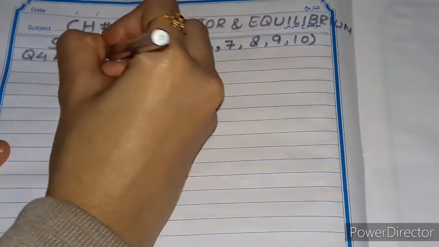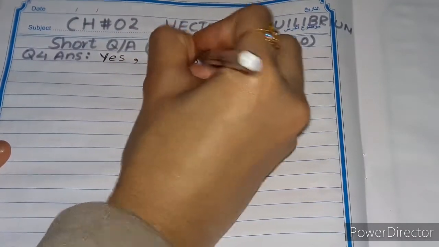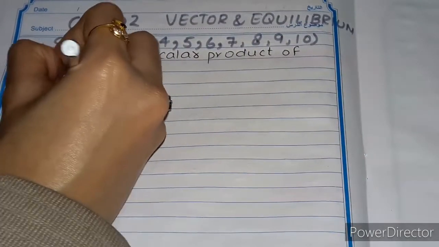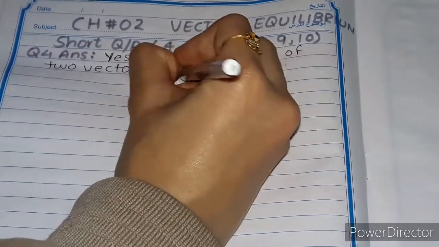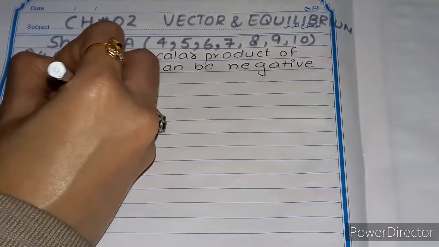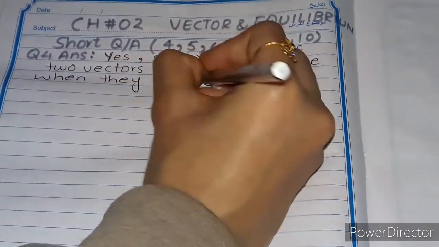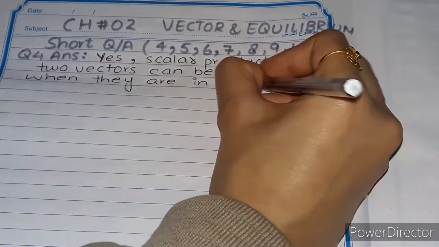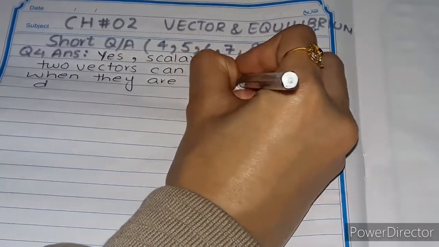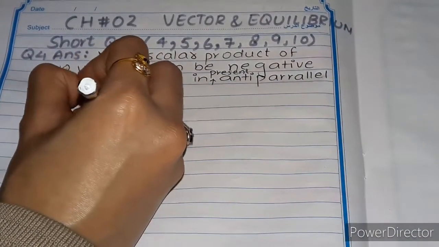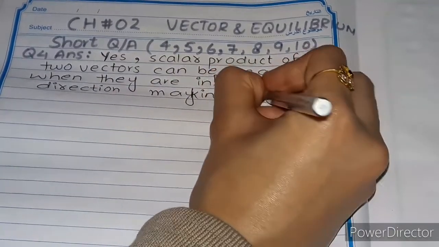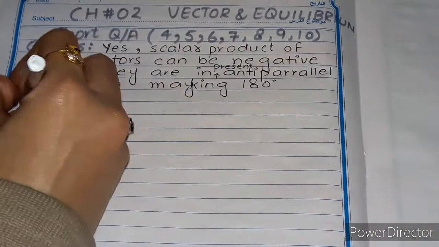Yes, scalar product of two vectors can be negative when they are in anti-parallel direction, making 180 degree. So we have to prove it and give example.